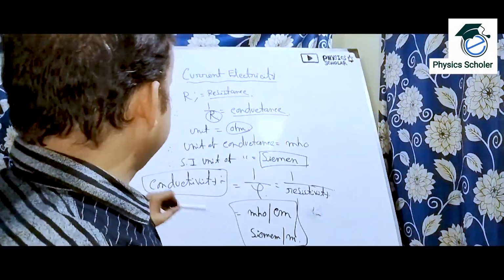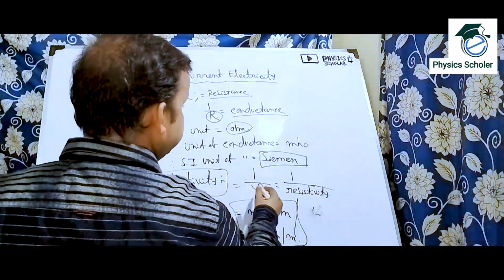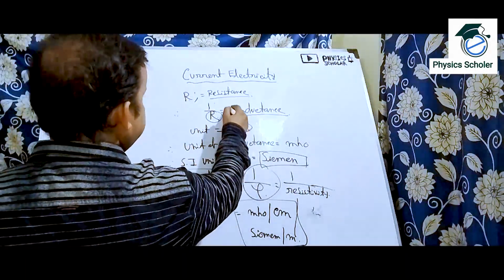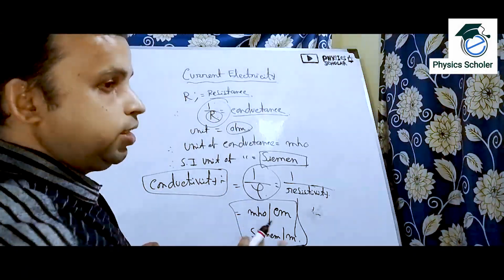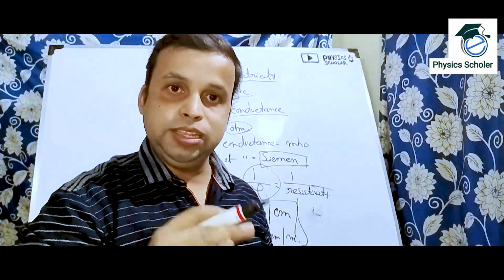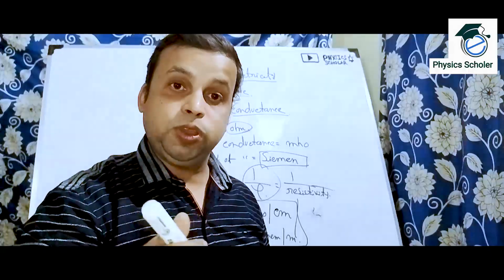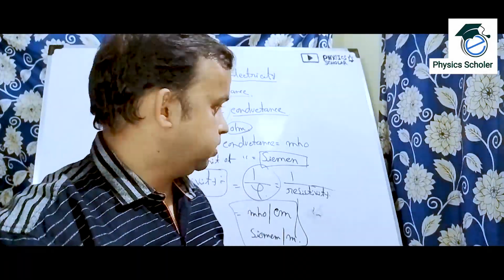Clear? So conductivity is the reciprocal of the resistivity, and conductance is the reciprocal of the resistance. Just remember this. Clear? The reciprocal of the resistance is known as conductance, and the reciprocal of the resistivity is known as conductivity. Clear?